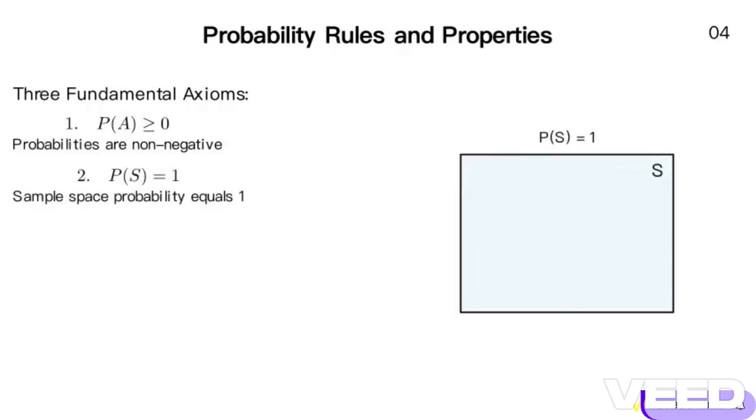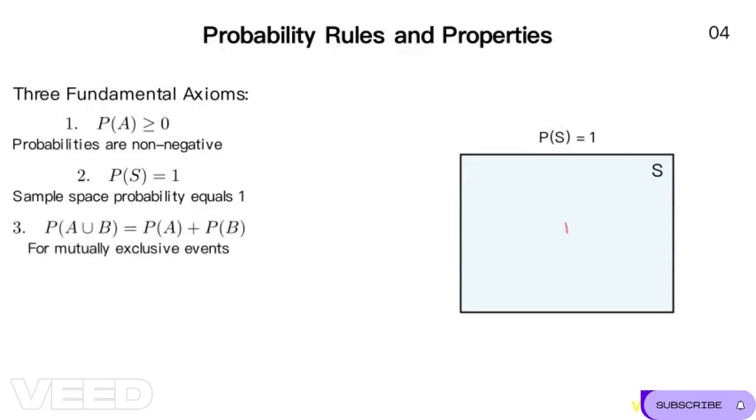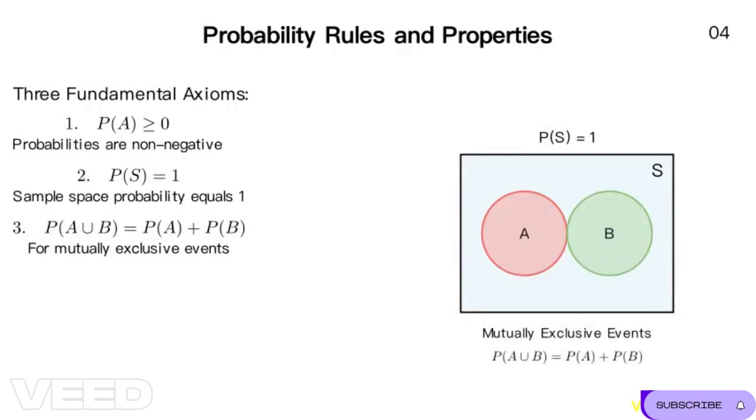The first axiom states that all probabilities are non-negative. You cannot have a negative probability. The second axiom requires that the probability of the entire sample space equals 1, representing certainty. The third axiom deals with mutually exclusive events, events that cannot occur simultaneously. For such events, the probability of their union equals the sum of their individual probabilities.